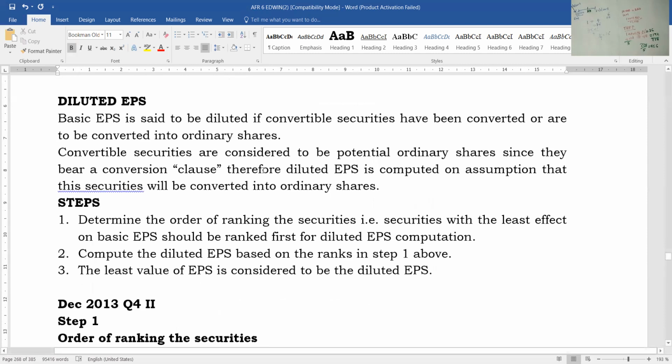Okay. So now the steps of computing this. These are the steps to compute the diluted earnings per share. We start by determining the order of ranking the securities. Securities with the least effect on basic earnings per share should be ranked first. Then you compute the diluted earnings per share based on the ranks you have done. Then the lowest value of EPS is considered to be the diluted one.